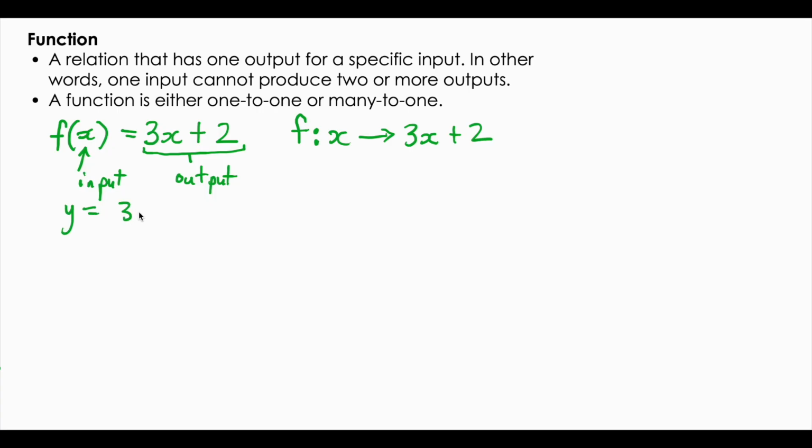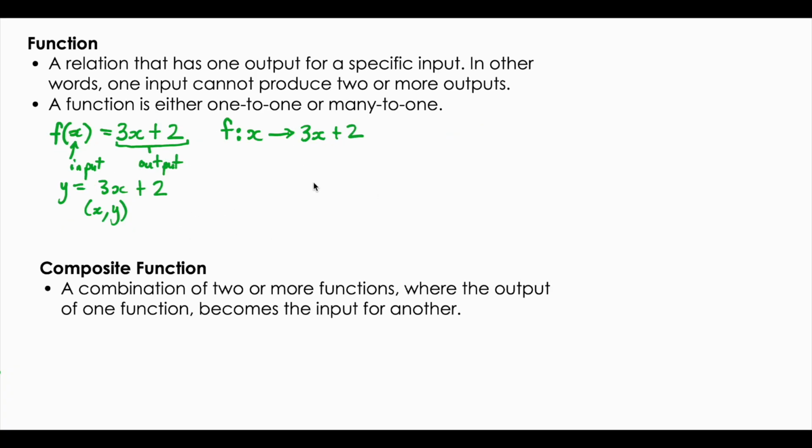So y equals 3x plus 2. We put the input of x here, and then the outcome, which would be the y, essentially gives us our coordinate. Our input would be the x coordinate, and our answer would be the y coordinate. So then we would have our coordinates, and a couple of them together would give us a set of ordered pairs.